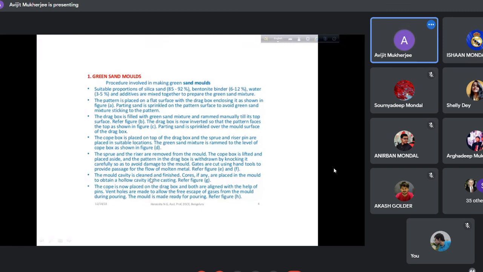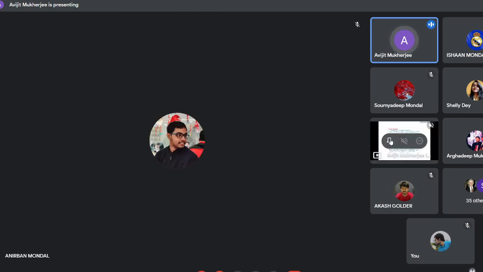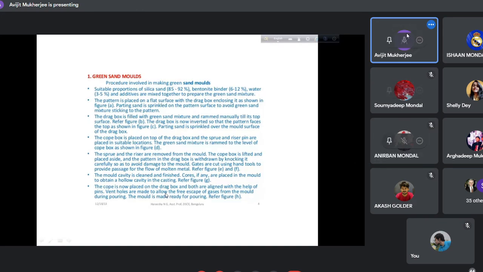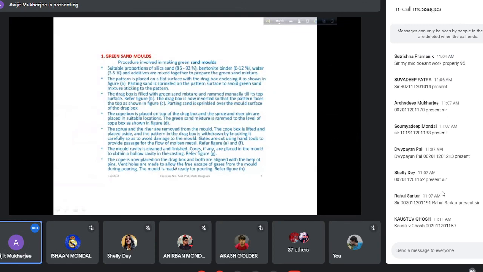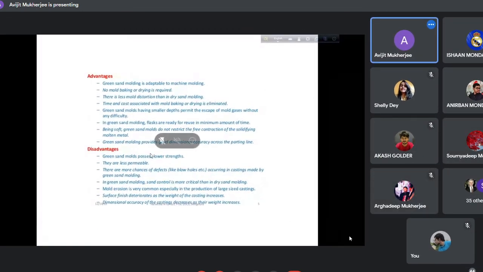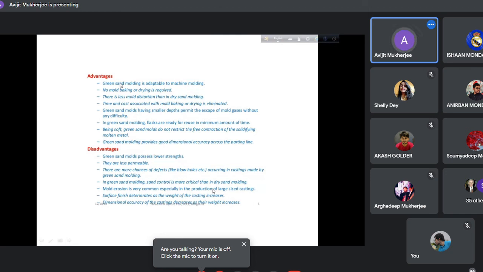Then cleaning is required, clean the mold cavity. And then again fit and place the cope up and drag up, where there is a cavity. So we have observed the sequential stages with a figure, and then metal is poured. So these are some advantages and limitations of green sand molding.